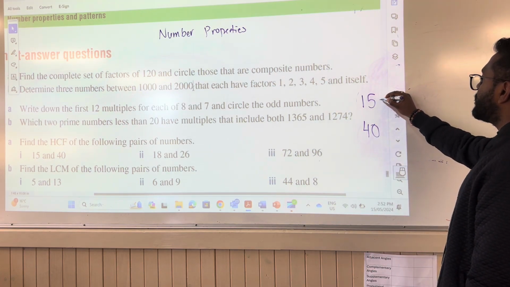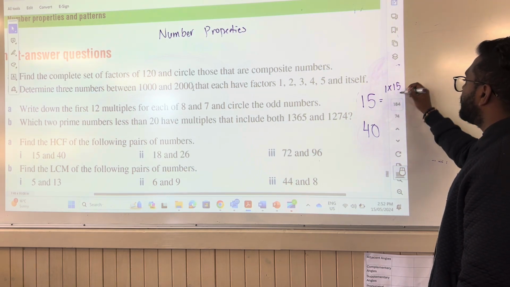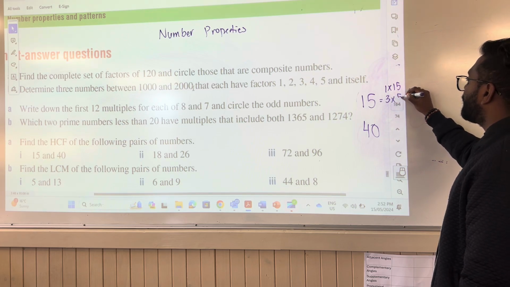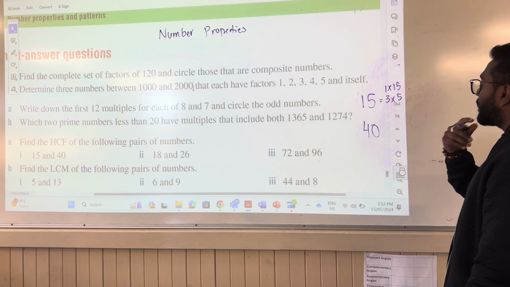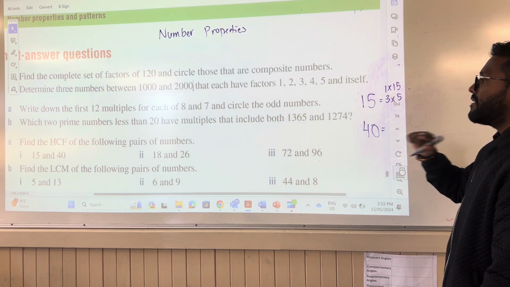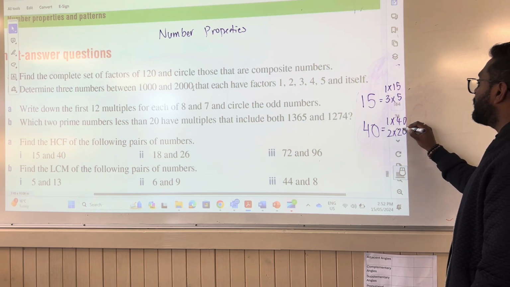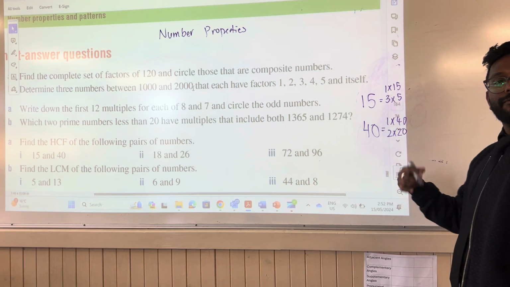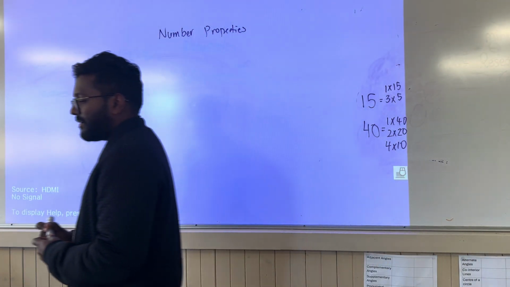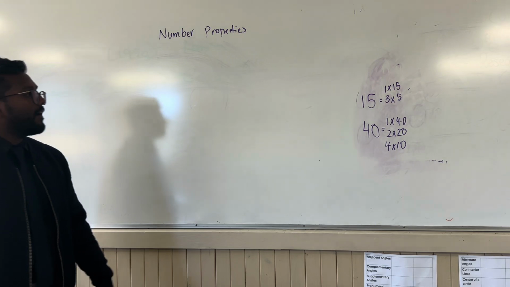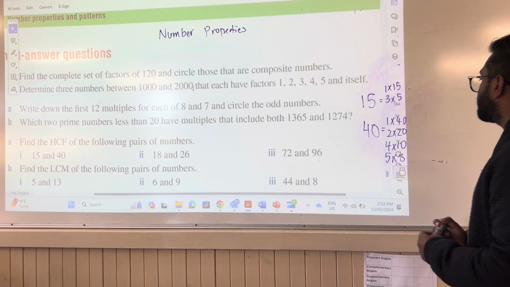So, which numbers can go into 15? 1 times 15, 3 times 5, 2 can't go into 15. Now that's it, that's all we have. What are the factors for 40? 1 and 40, 2 times 20, 3 times, no, 3 cannot go into 40. 4 times 10. And is there another number that's higher than 4? Yes, 5 times 8. Cool.